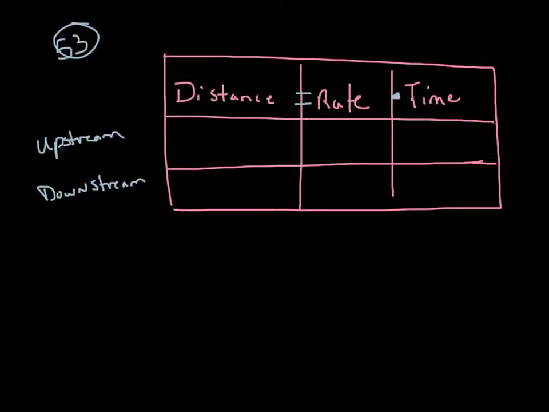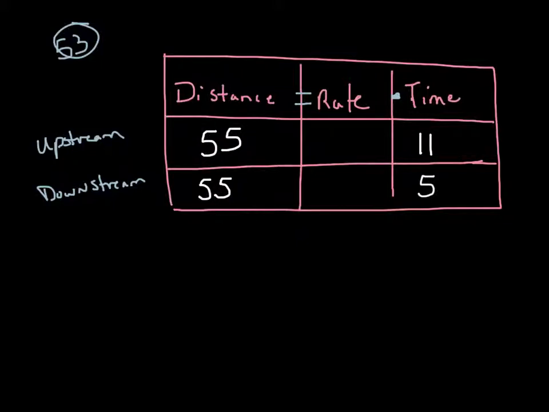So in this problem, we have two people that are rowing their boats at a constant speed. They're traveling 55 miles both ways. So we're going to go ahead and fill that in, that the distance would be 55. We know on the way upstream, when they're working against the current, it takes them 11 hours. On the way downstream, when they're working with the current, it takes them 5 hours.